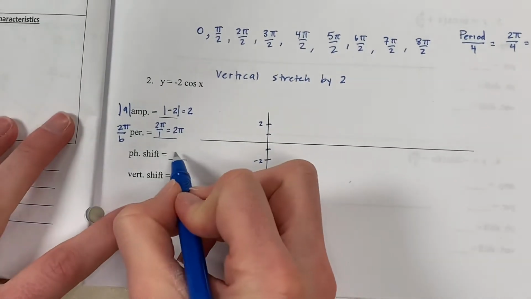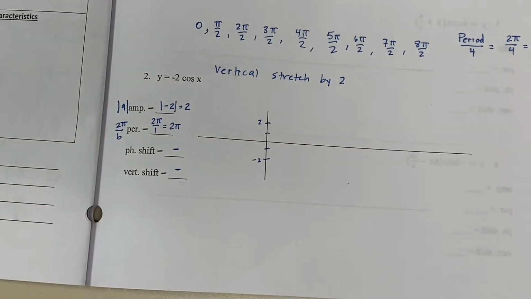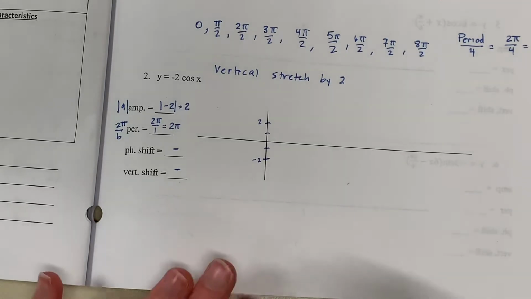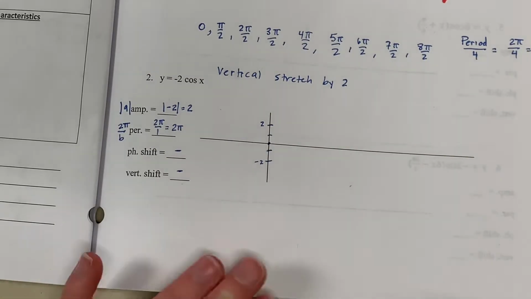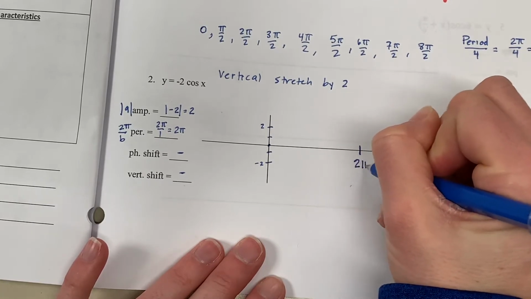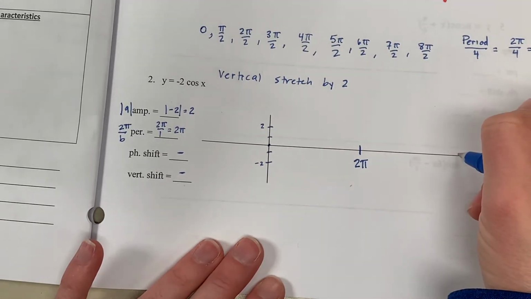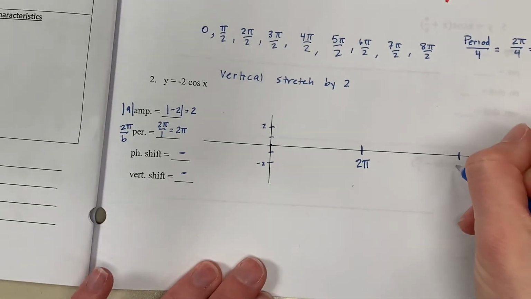Now, in these problems at the beginning, there is no phase shift and there is no vertical shift. We're only looking at amplitude and period. Now, I need to label my x-axis. I know one period has a length of 2 pi. Since there is no phase shift, I will be starting at 0, the origin, on the x-axis. One period will end at 2 pi, and I am going to make a second period. The second period will end at 4 pi because 2 pi and 2 pi make 4 pi.